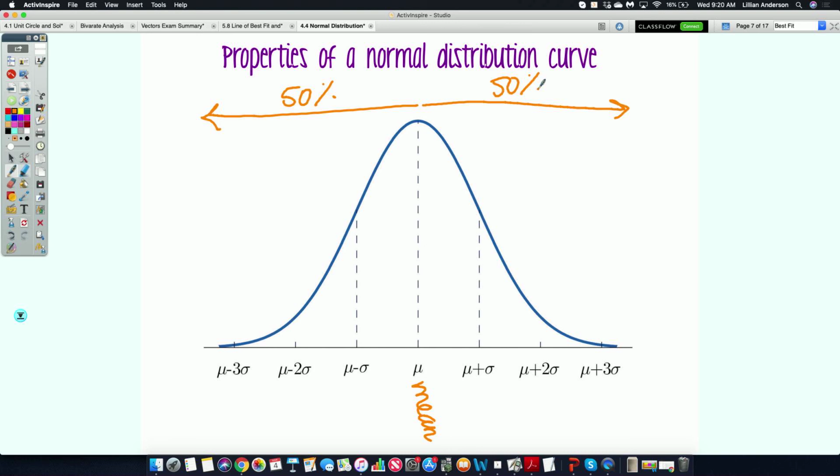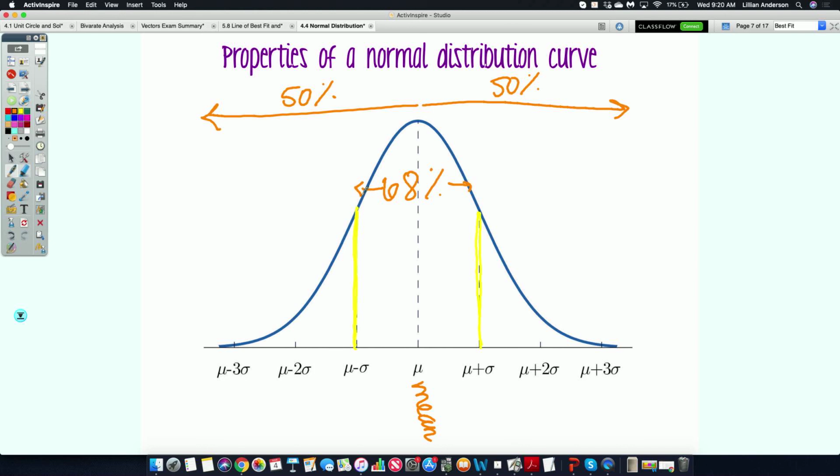From there, you have your standard deviations about the mean. This first group right here is one standard deviation to the left of the mean. This is one standard deviation to the right of the mean, which makes up, as you can see on your paper, 68% of your data. 68% of your data is represented within one standard deviation of your mean.